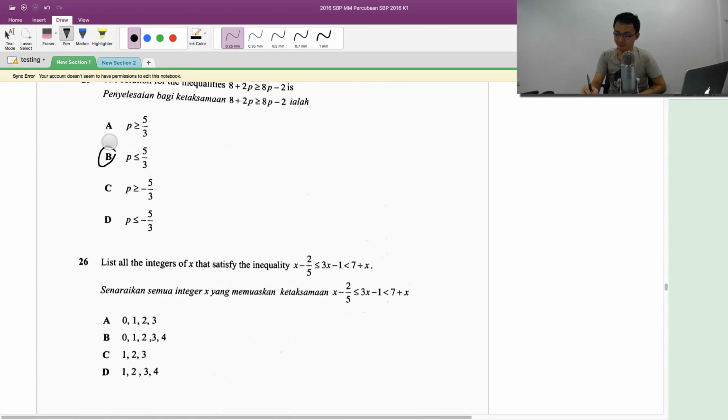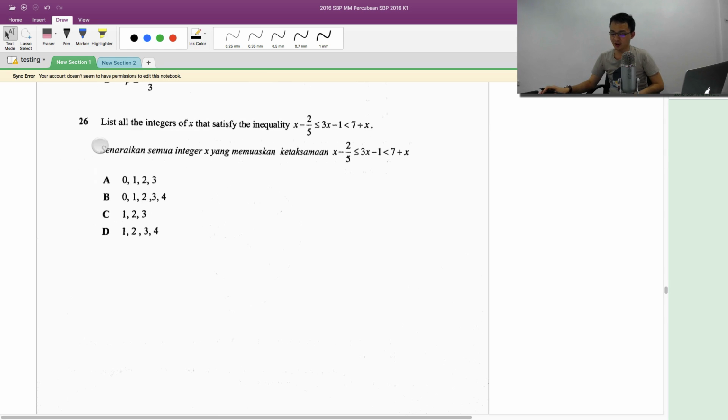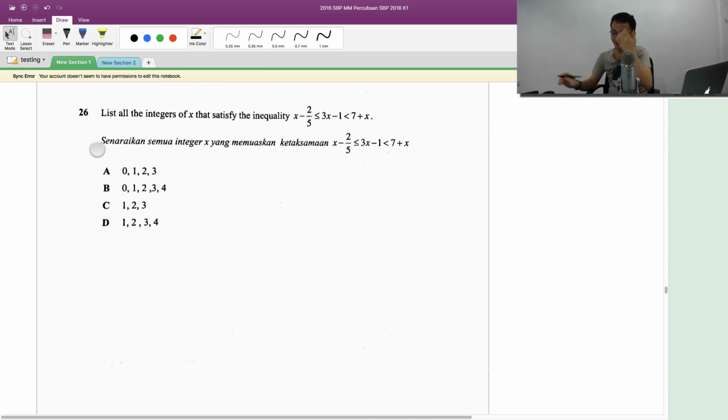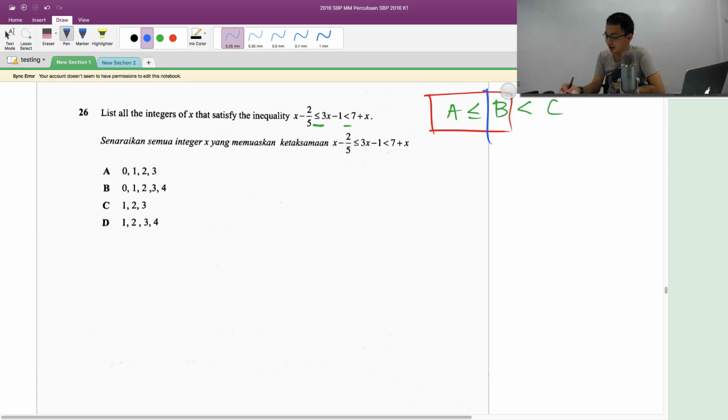Okay, this is B. List all the integers of x to satisfy this one. In this question you have two inequalities. If you have A inequality B inequality C, you have to form one equation using this and form the other equation using this. That means you have something like A is less or equals to B, and then B is less than C, and then you solve it. So I will do exactly like this.